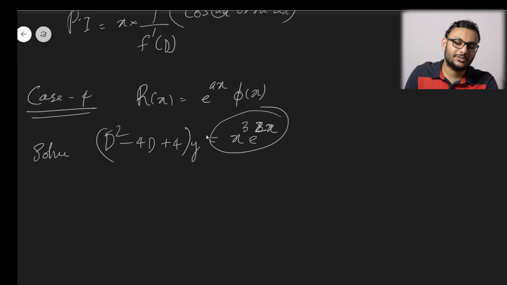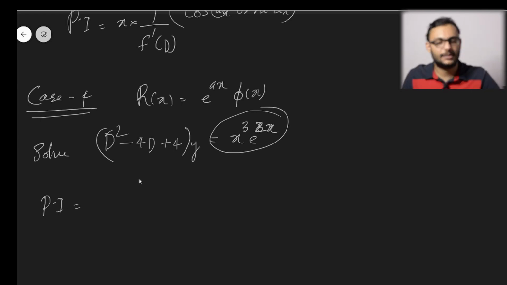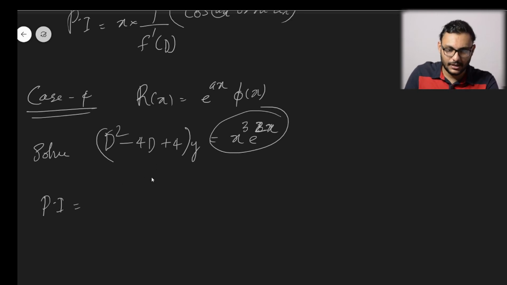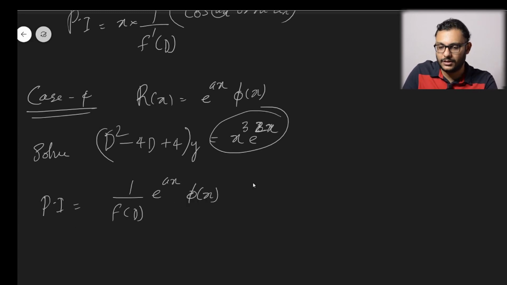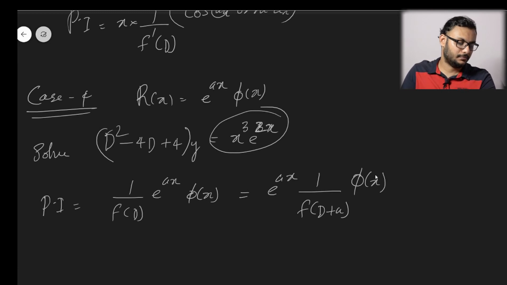In these cases, the particular integral is given by the shifting property of the exponential function. That is, the particular integral is nothing but 1 by f of d into e raised to ax into phi of x. This is the particular integral we are interested in. Its result is given by this e raised to ax term coming in front, but it will make this f of d shift, that is it will be shifted as 1 by f of d plus a into the same function phi of x. I hope you got my point.